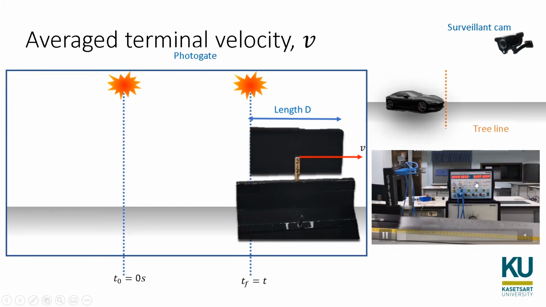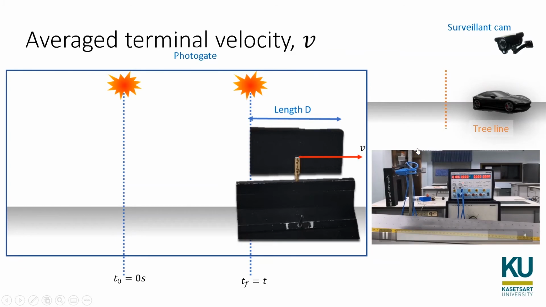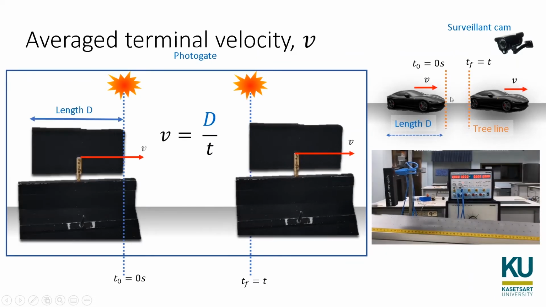If you would like to find the terminal velocity, it's comparable to real life, where you would like to measure the speed of a car. You have a reference like a tree line and the time that the camera has recorded. With the length or size of the barrier, or the length of the car, and the time that you record, you can find the terminal velocities. So this is in comparison to the same situation that you would like to observe. And this is the photogate and the example.